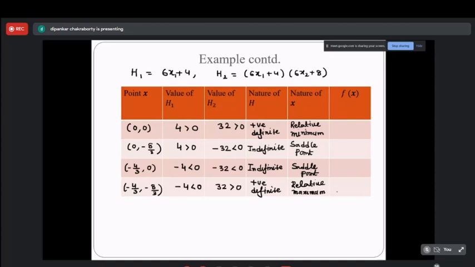Now again, if you just try to recall, to understand or to solve this kind of problem, you have to keep in mind always what we are trying to do. Always remember the nature of the point will depend on the nature of the Hessian matrix at that point.